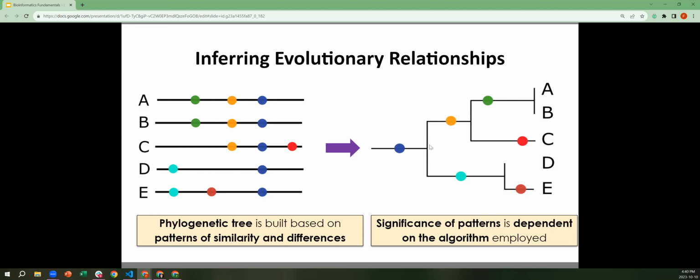We just don't have that. But we can infer there was a common ancestor based on the shared mutation at this blue loci. Based on that shared SNP at that loci, we can infer that there was an ancestral sequence that did not have any of these other SNPs. It just had the blue ones, and the rest of the SNPs occurred after that.